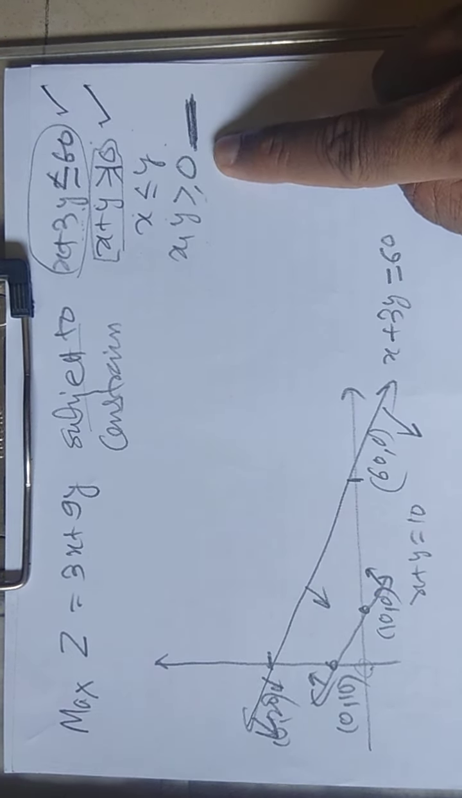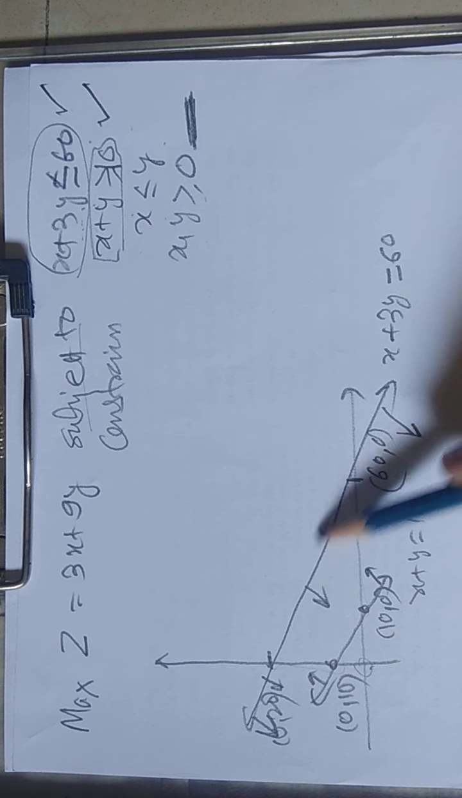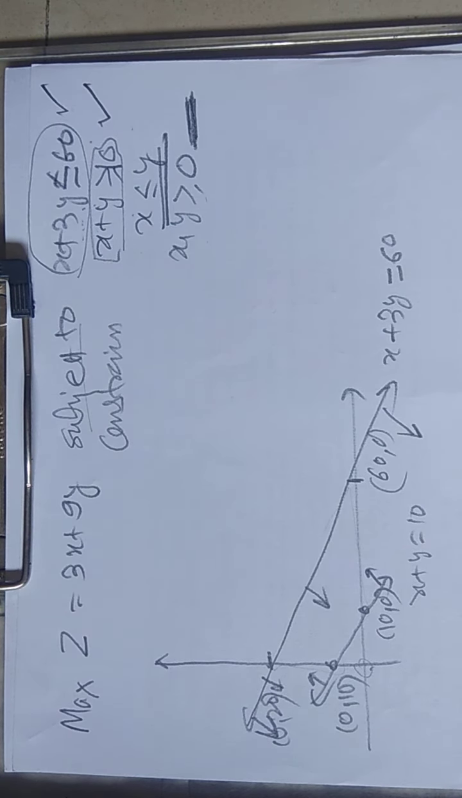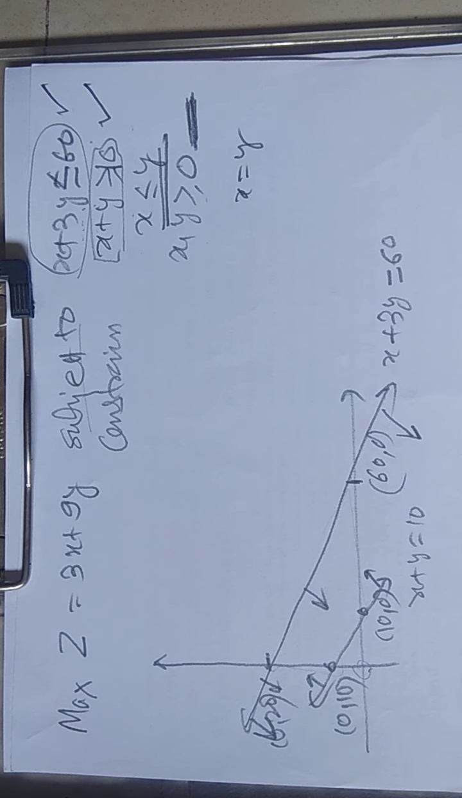But if you consider the first quadrant, then you will get this figure. But one more equation is given in the problem, that is x is less than or equal to y. So it means x is equal to y. How will the graph of this line be? No constraint met, it will pass through the origin.